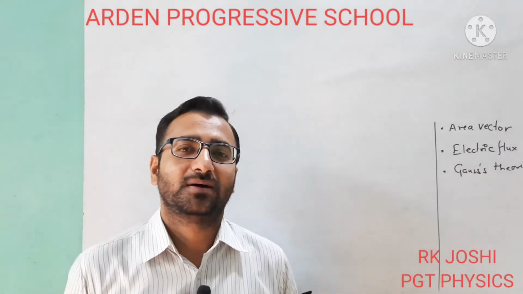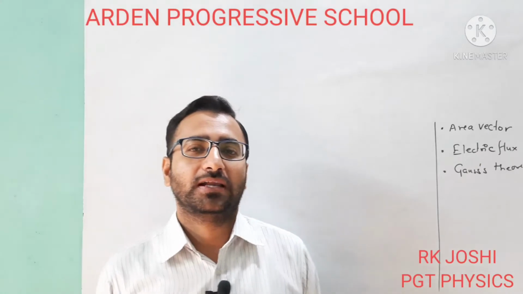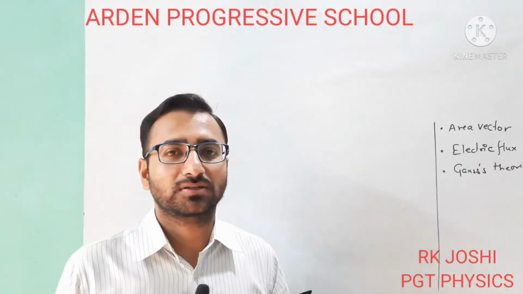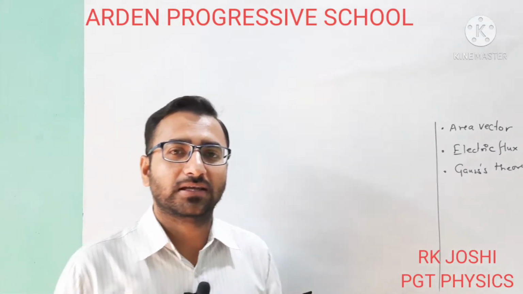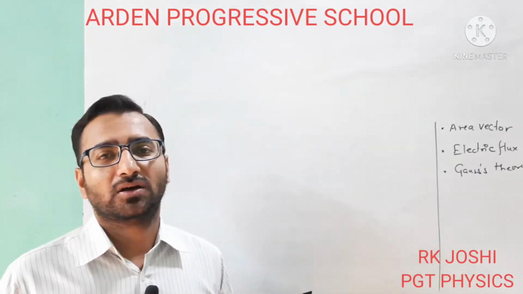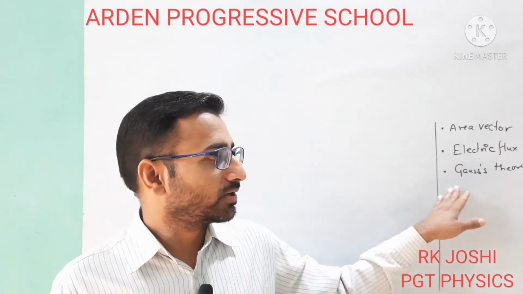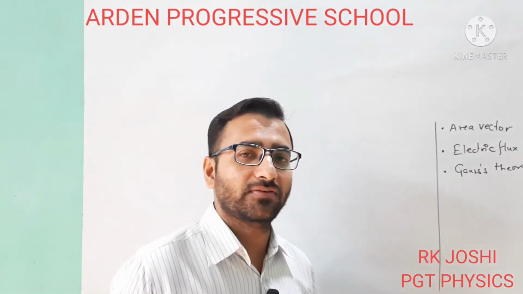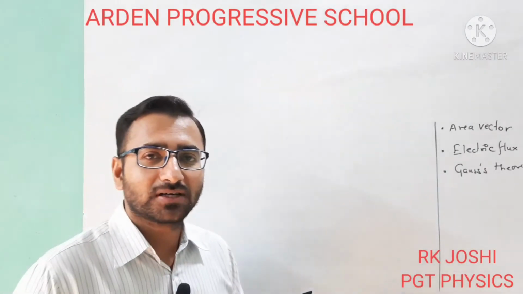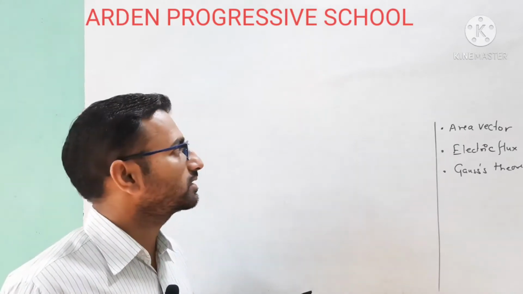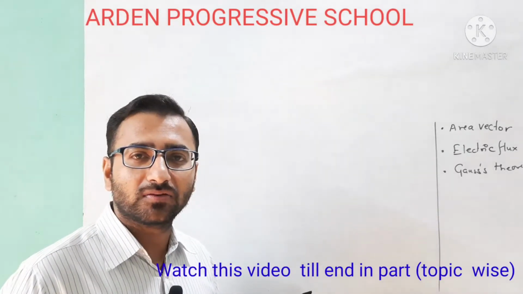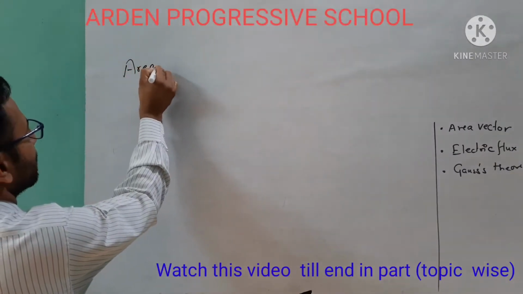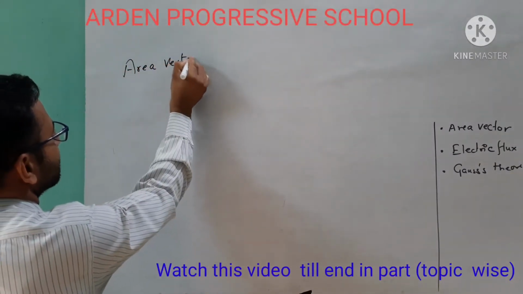So today we will discuss the next topics of the unit electrostatics. The topics which I will discuss with you today are, first, area vector, second, electric flux, and third, Gauss theorem. To understand Gauss theorem, we have to first understand electric flux and area vector. So first I will start this lecture with the definition of area vector and what it is. So here the topic is area vector.